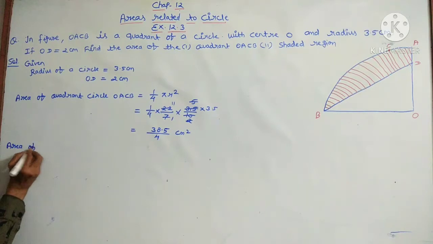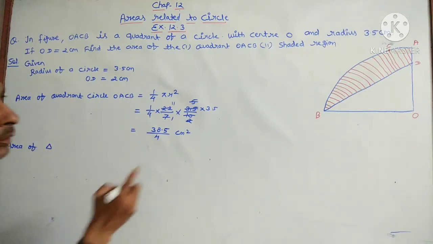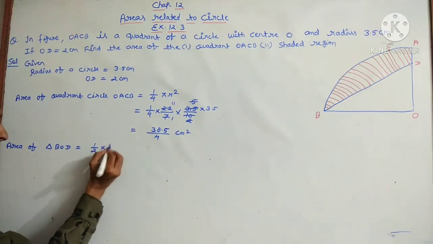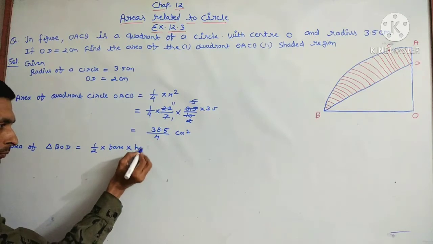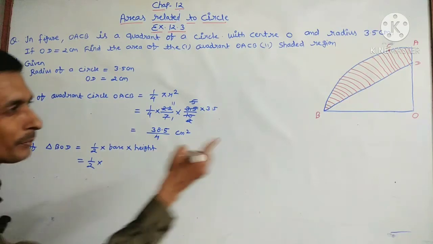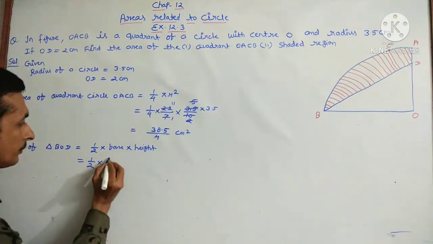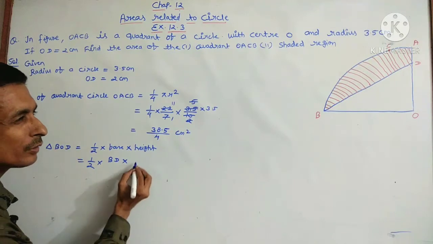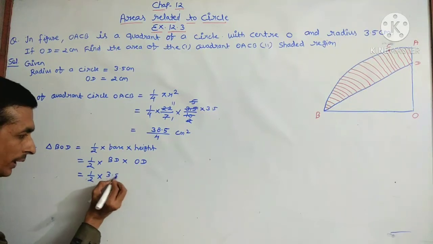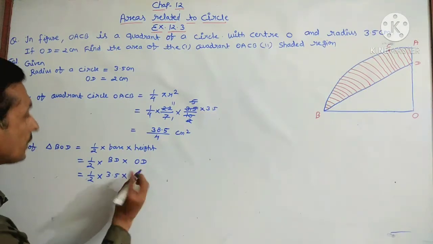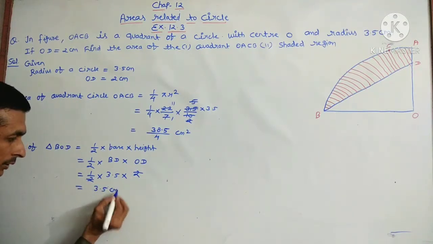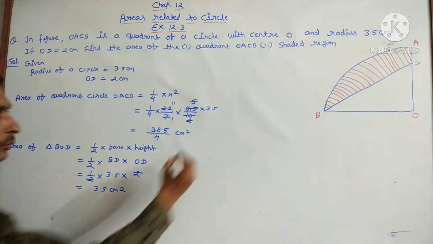And now you can find the area of triangle BOD, which is equal to 1 upon 2 base into height. What is the base here? Base is BD and height is OD. BD is given as 3.5, and OD is 2 centimeter. 2 cancels by 2. So it becomes 3.5 centimeter square, the area of triangle BOD.